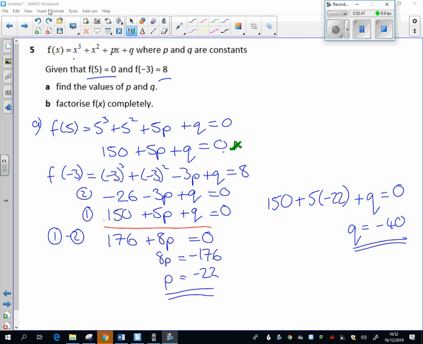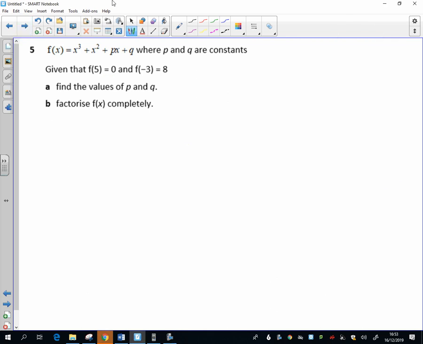Okay, right, so then it wants me to factorize completely. So if I write that function out again, but with those values of p and q that I've just worked out. Okay, so what did we say? So we said p was minus 22 and q was minus 40. Right, so I know that x minus 5 is a factor. Okay, so I know that from that statement there. So I know that I want to divide through by x minus 5.